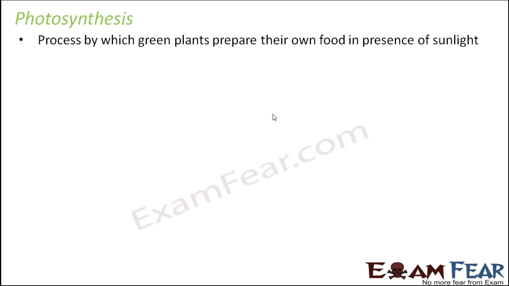So let us now see what is photosynthesis. It is the process by which green plants prepare their own food in presence of sunlight. That's why sunlight is very significant here, and the other most significant thing is green plants. So for photosynthesis to happen, why do we only talk about green plants? Is it that only if the plants are green they can carry out photosynthesis? Yes, that is correct to some extent.